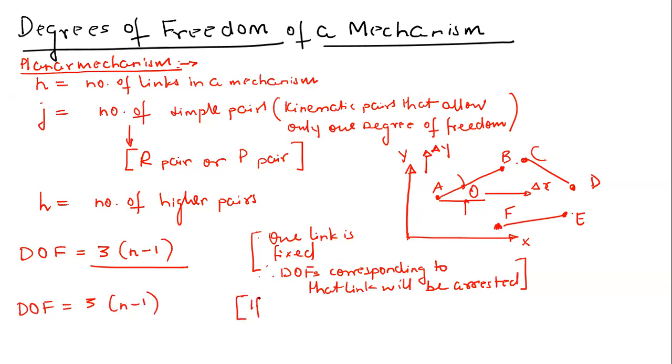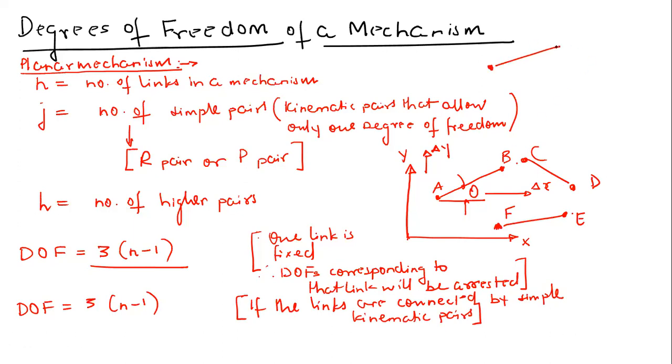So here now I am going to connect all these links by kinematic pairs. So if the links are connected by simple kinematic pairs, right? So we know that if, let's say, two links are there, one is AB, another is CD.